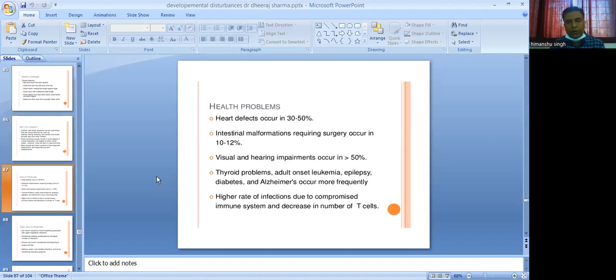Heart defects are seen in 30 to 50% of the cases. Intestinal malformations requiring surgery occur in 10 to 20% of the cases. Visual and hearing impairments occur in 50% of the cases. Then there are thyroid problems, adult onset leukemia, epilepsy, diabetes, and Alzheimer's, which occur more frequently. There is a higher rate of infections due to a compromised immune system.